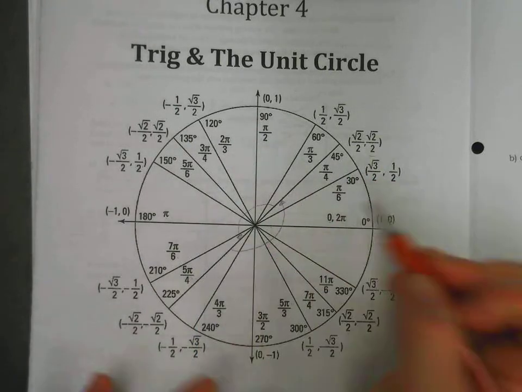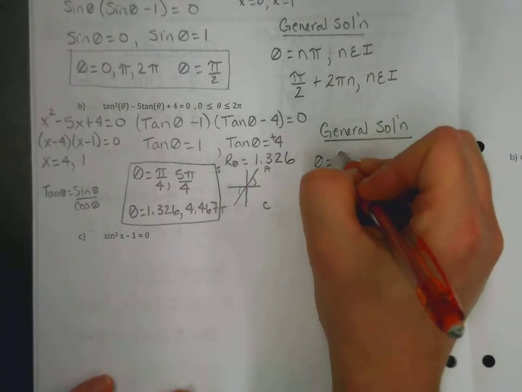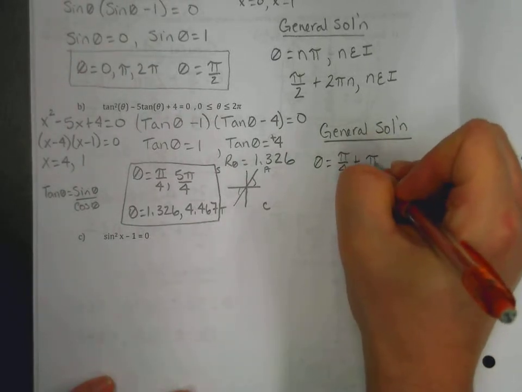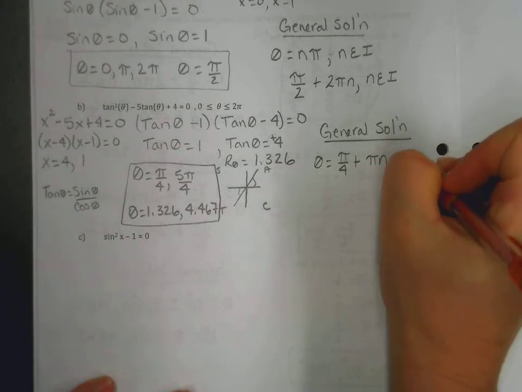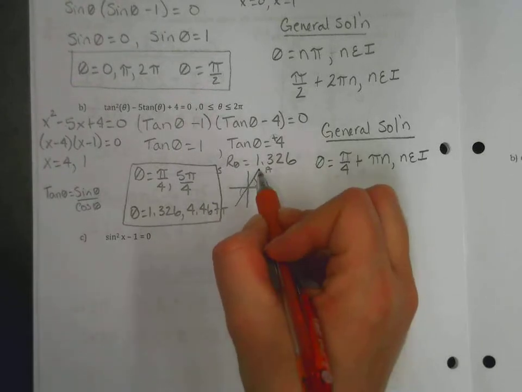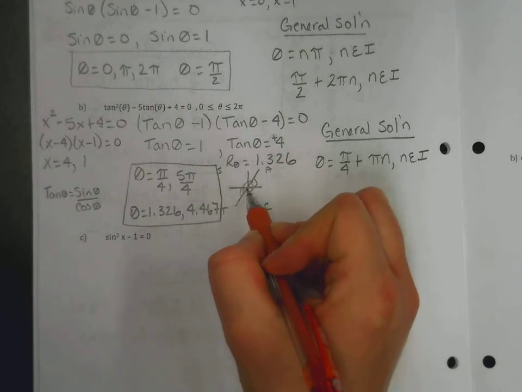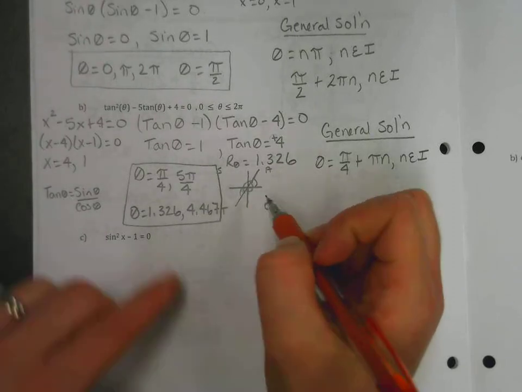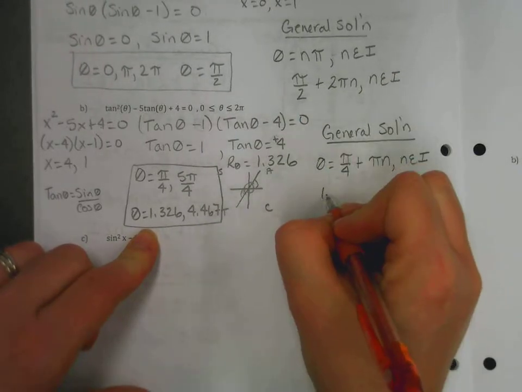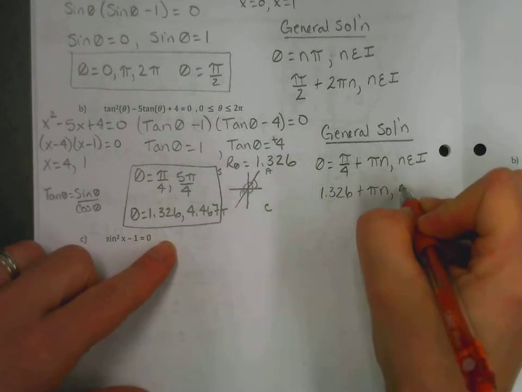So the only solution I need for this first one is pi over 4 plus, I'm going to add not 2 pi, but pi radians each time, where n belongs to the integers. I can also do the same thing for here, because we're working in this quadrant. In this quadrant, really I'm adding a full pi here and a full pi here to go back and forth from my two solutions. So my second solution would be 1.326 plus pi n, where n belongs to the integers. Okay.